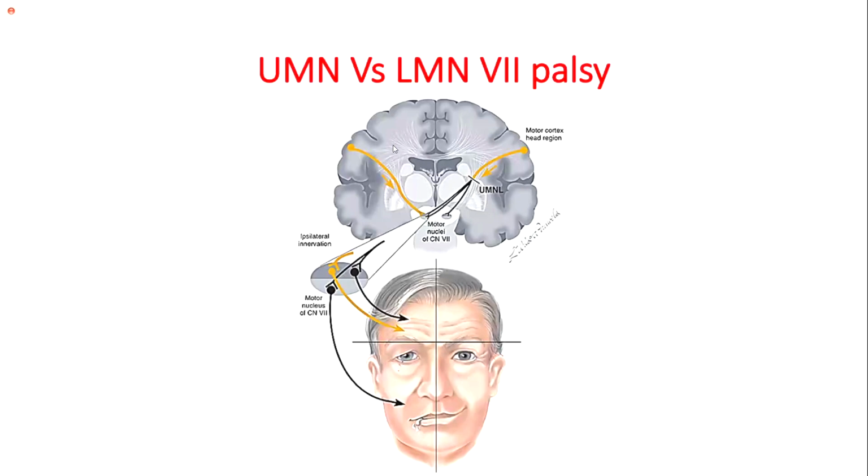But if you have a lower motor neuron lesion, it doesn't respect whether you get the innervation from one side or both sides. It doesn't matter because the final common pathway is gone. So both the upper part and the lower part will be paralyzed. So in this patient, he had a left lower motor neuron facial nerve palsy. Is that good enough for you to know? Answer the next question. So what are the possibilities?